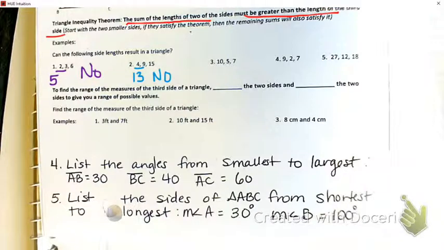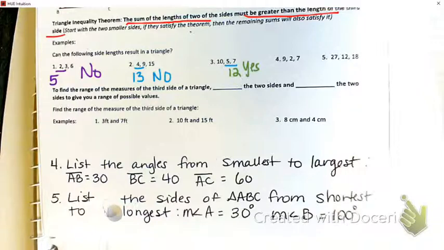Number 3. Remember, take the two smallest sides. Don't start with the 10. So we're starting with the 5 and the 7, and you get 12. Is 12, the sum that you get, greater than the other side? Yes. 12 is greater than 10, so this one can be a triangle.